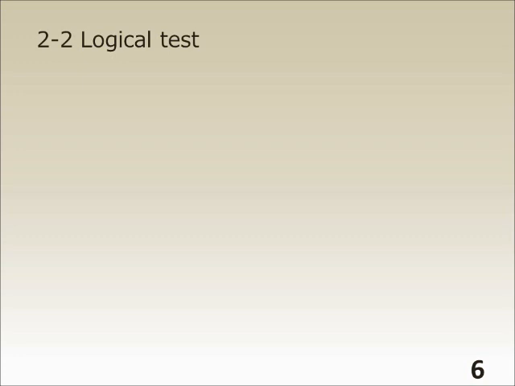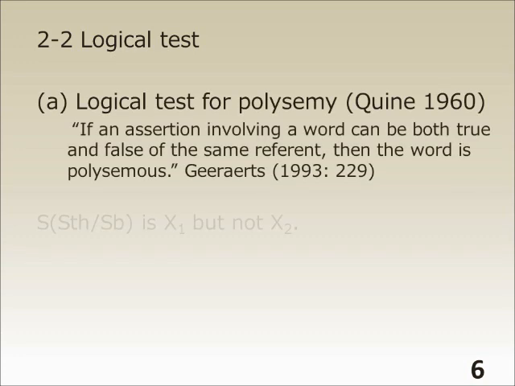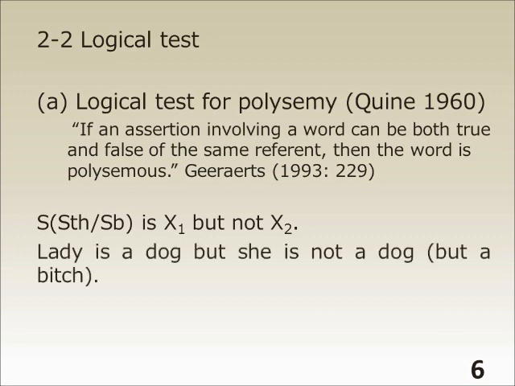And there's a logical test to see whether a vocabulary item has an additional meaning different from the prototype. It is shown on slide number 6. If an assertion involving a word can be both true and false of the same referent, then the word is polysemous.